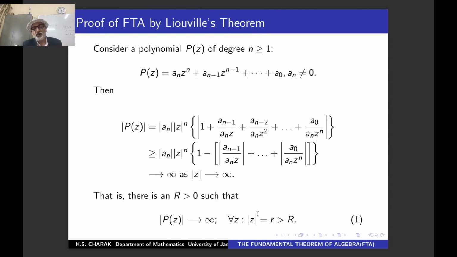So this is an important thing, so you have to note it. This is going to be your first conclusion about the growth of the polynomials. Whenever mod z tends to infinity, modulus of p(z) tends to infinity. Remember this. This is the simplest estimate for a polynomial of degree n.